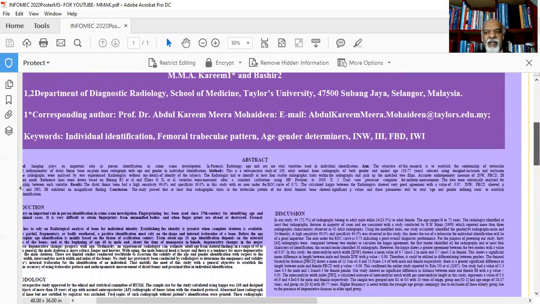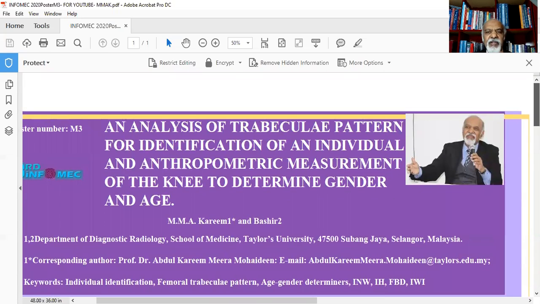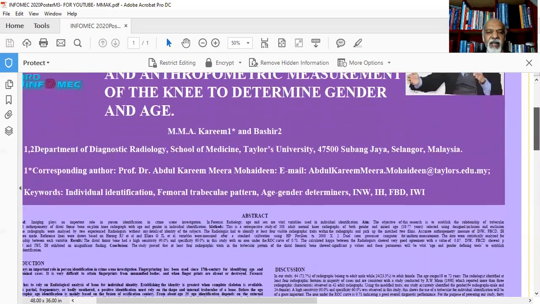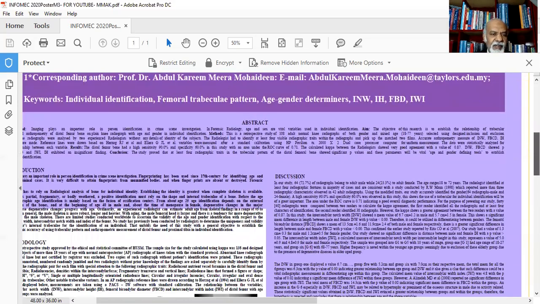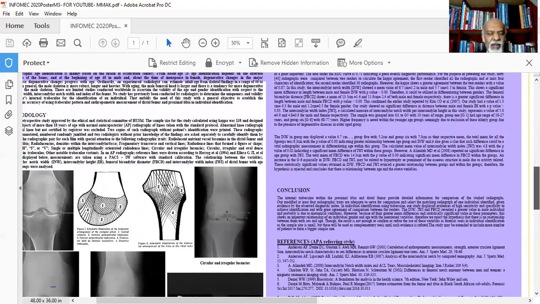In fact, the aim of this research is to establish the relationship between the trabecular pattern of the knee joint with the age and gender of an unidentified individual. We also make an analysis of the trabecular pattern for its uniqueness in each and every individual. So that was my aim.